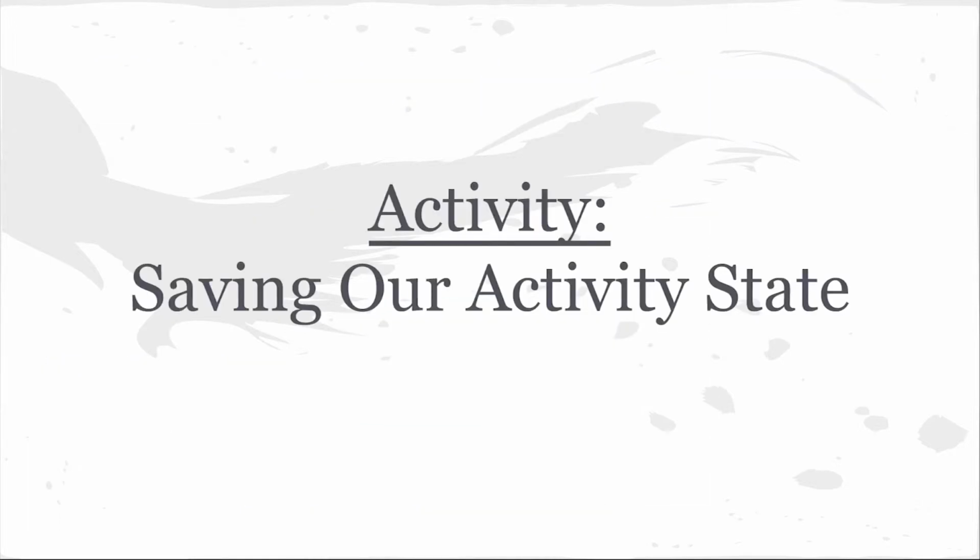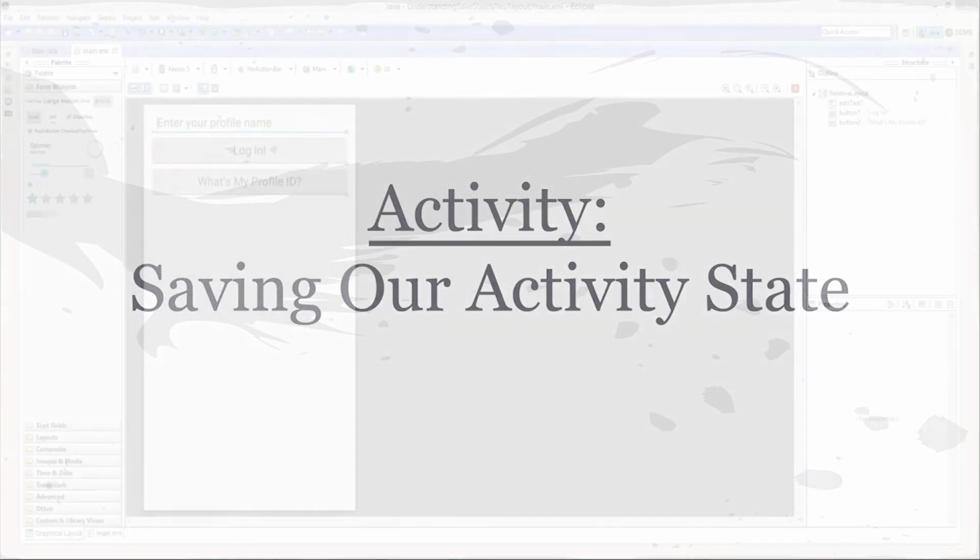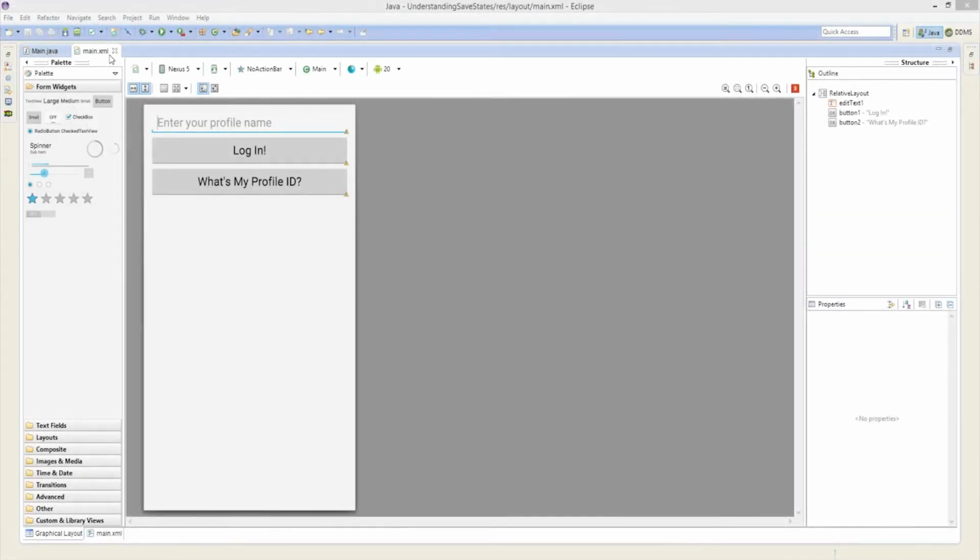So now that we know how to do it at a high level, I'm going to dive into an activity where we are going to save our activity state in Eclipse. So in Eclipse here, we have a simple application that we created for this demo, which has one activity, a dialog activity with an edit text field and 2 buttons. This would simulate a simple login screen for an activity that maybe uses some web-based components.